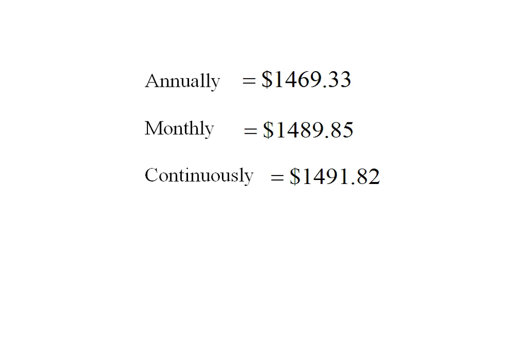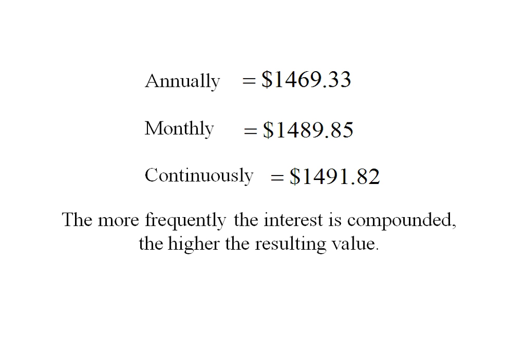When we compounded annually, we ended up with $1,469. Monthly, we ended up with basically an extra $20, and continuously added an extra $2 or so on top of that. So the moral of the story is, the more frequently we compound our interest, the higher the resulting value.